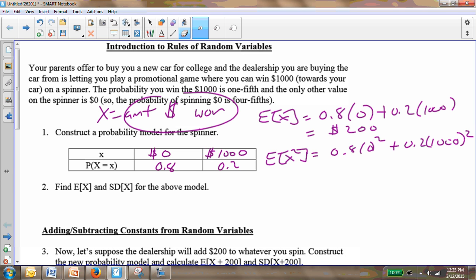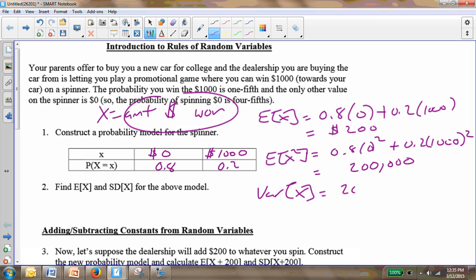If people make a mistake on this, a common mistake is they square the 0.2 and the 0.8 instead of 0 and 1,000. But remember, it's the expected value of X squared, so you're squaring the x's. So that ends up being 200,000. And I'm not going to write dollars there because actually the units are dollars squared. That means the expected value of X squared is 200,000.